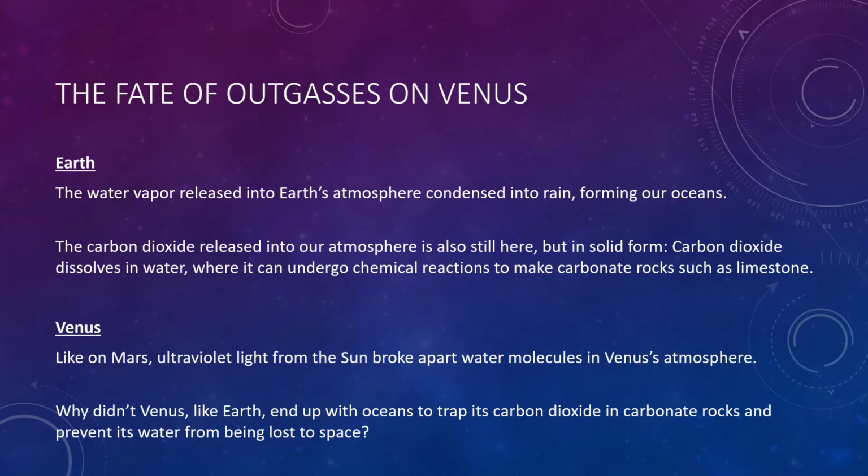Of course, the fact that Earth's carbon dioxide is mostly in rocks rather than in the atmosphere makes all the difference in the world. If this carbon dioxide were in our atmosphere, our planet would be nearly as hot as Venus and certainly be uninhabitable.